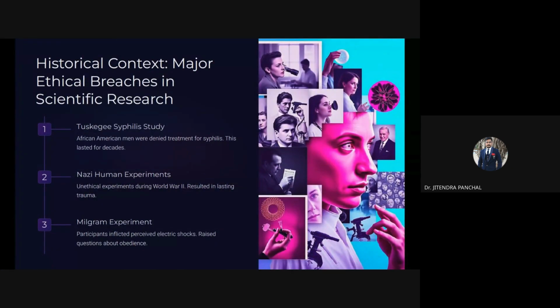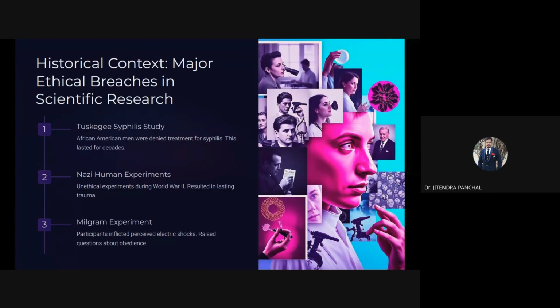Next is the historical context of ethics. Many years ago, ethical breaches were observed during scientific research. For example, the Tuskegee syphilis study, where African American men underwent human trials without being informed or giving any consent. You can search about this, it is a very interesting story. They carried out human trials for around 40 years. You can imagine, 40 years.